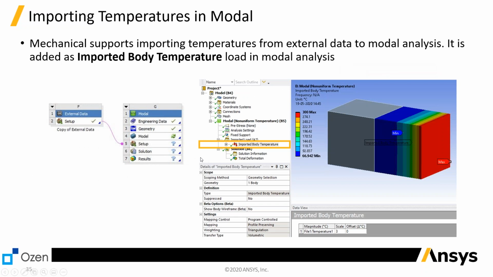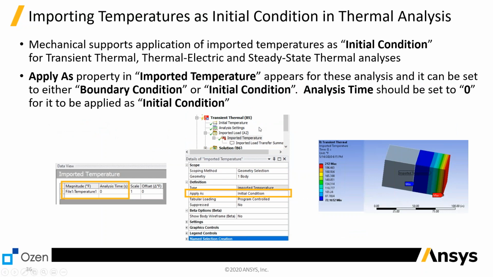Another improvement is in modal analysis. We can now import body temperature for a modal analysis. That was not allowed before. So we can use an external file, import some temperature, and add it to a modal analysis. Importing temperature for transient analysis, we have done before, but now we can define it as either initial condition or boundary condition, and we can apply it for any thermal, transient thermal, thermal electric, and steady state thermal analysis as well.